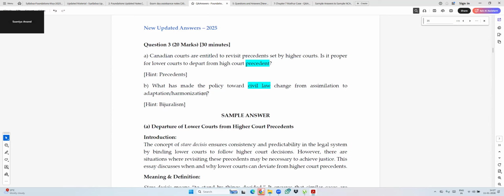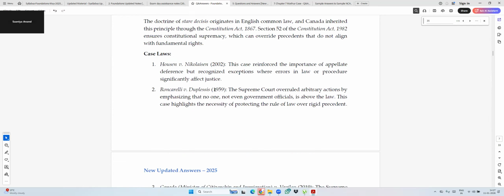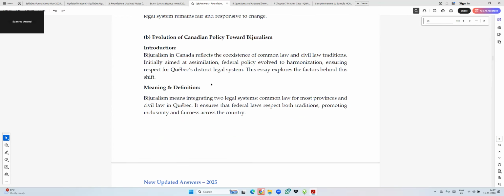Harmonization, but assimilation, like, when was it assimilated? I don't understand the change from assimilation. What has made the policy towards civil law change from assimilation to adaptation? Because bijuralism was always that we want common law and civil law to work together, to coexist. I never thought that it ever spoke about assimilation.